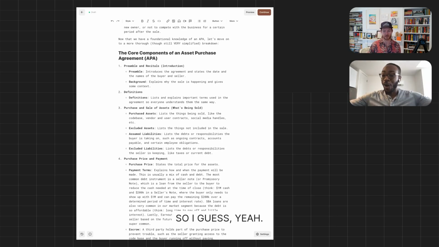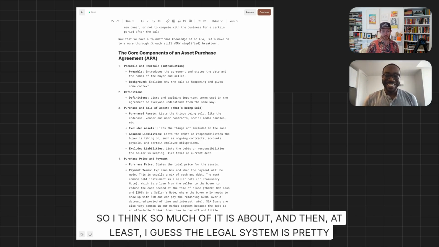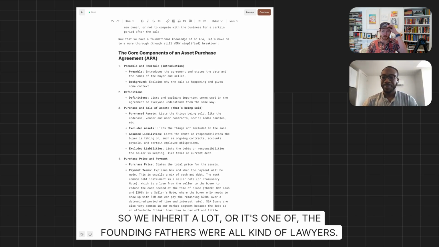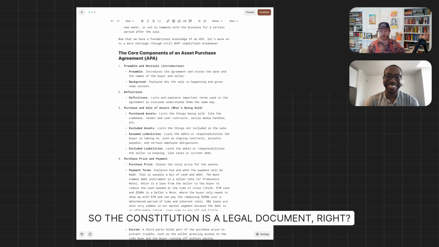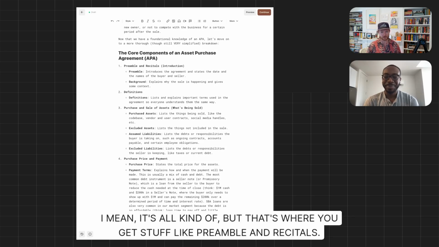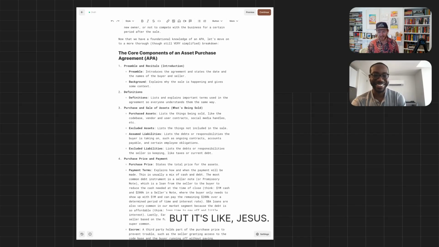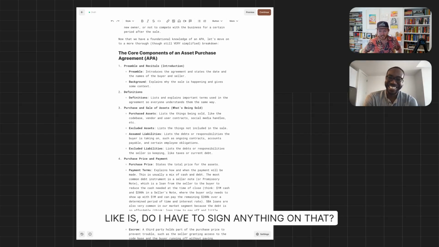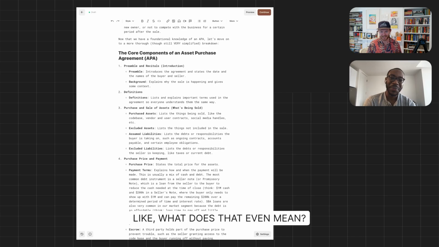If you build a fence too far past your limit, yes. So I think so much of it is about ownership, and at least the legal system is pretty ancient. So we inherit a lot, or it's one of, the founding fathers were all kind of lawyers. So the Constitution is a legal document, right? I mean, it's all kind of, but that's where you get stuff like preamble and recitals. Yes. And it's like, oh, Jesus, do I have to sign anything on that? Like, what does that even mean?